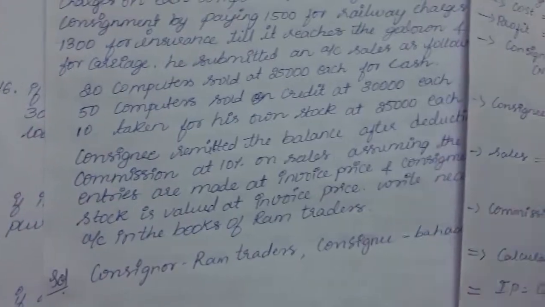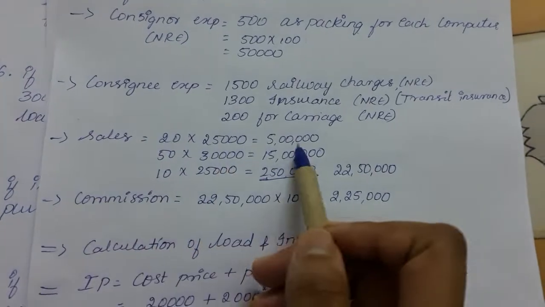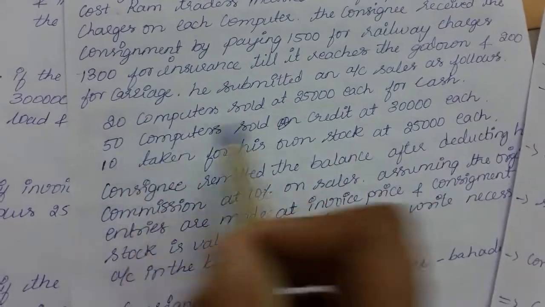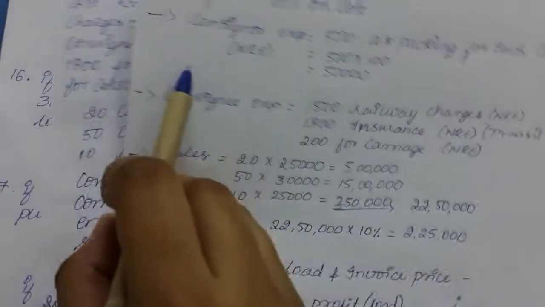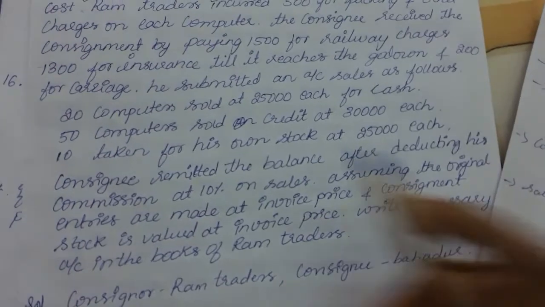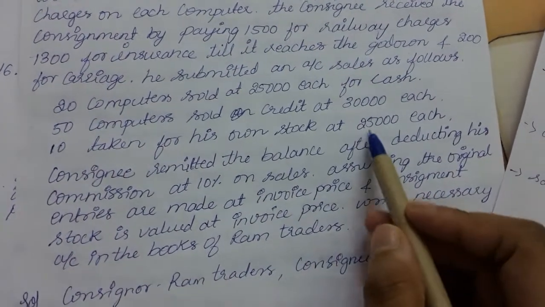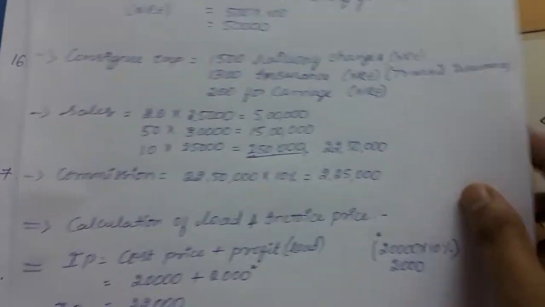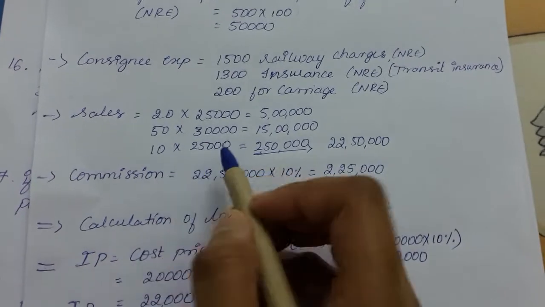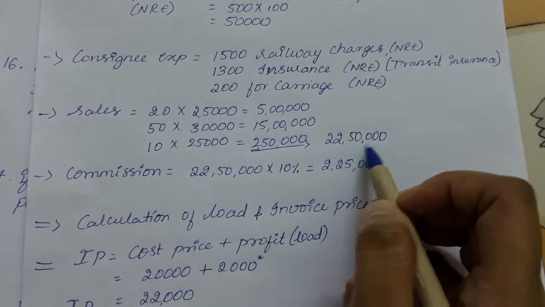Sold 20 computers at 25,000 each. So 20 into 25,000, 5 lakh. Next, 50 computers at 30,000 each on credit. That is also a sale. 50 into 30,000, 15 lakh. And he has taken 10 computers for his own use at 25,000 each. 10 into 25,000, that will be 2,50,000. The total sales is 22,50,000.